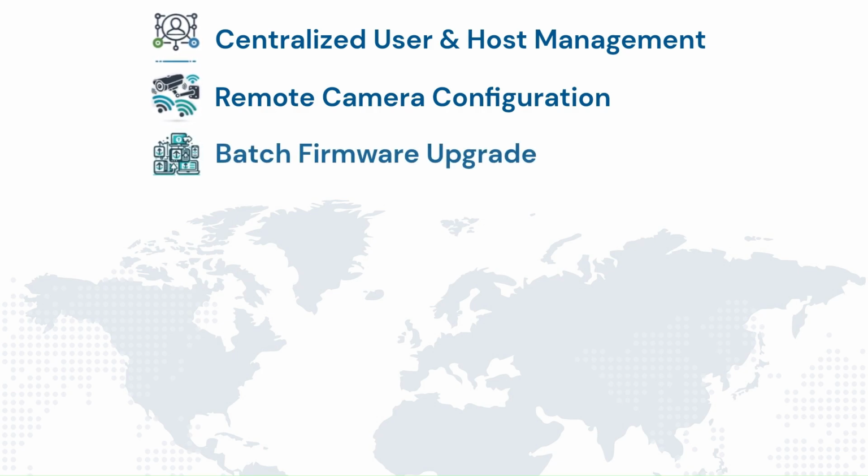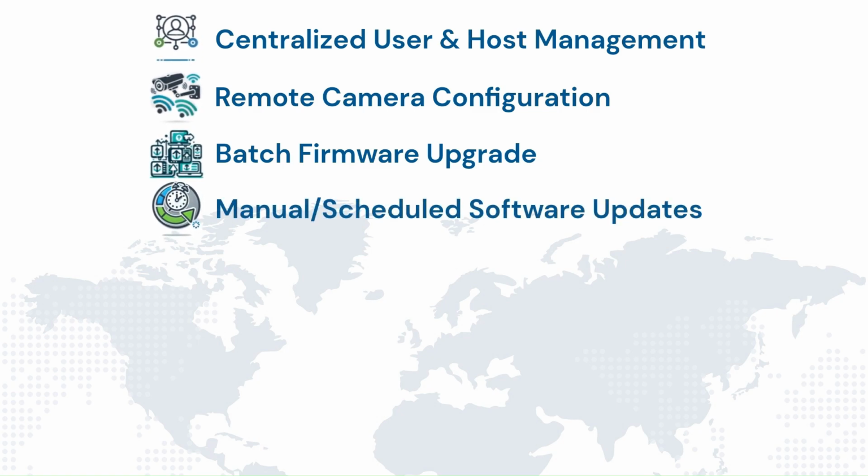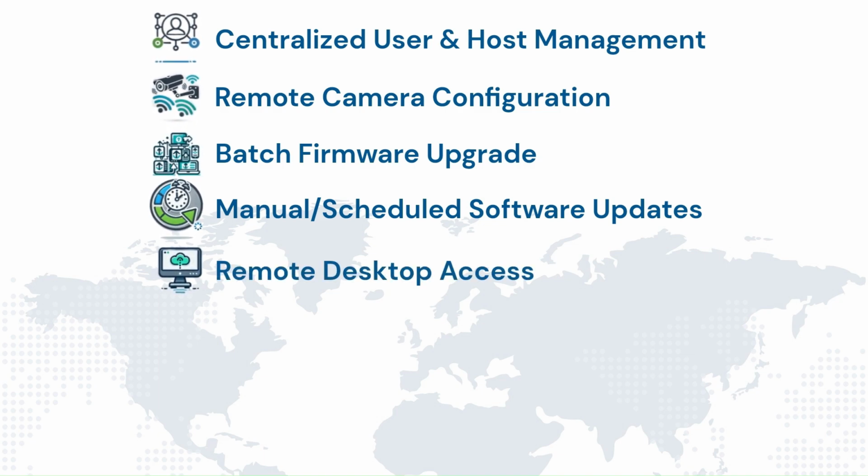Batch firmware upgrade. Upgrade multiple cameras at once for time efficiency and consistency. Manual and scheduled software updates. Perform software updates either on demand or set a schedule for automatic updates. Remote desktop access. Access the PC running GV software remotely for maintenance and troubleshooting.